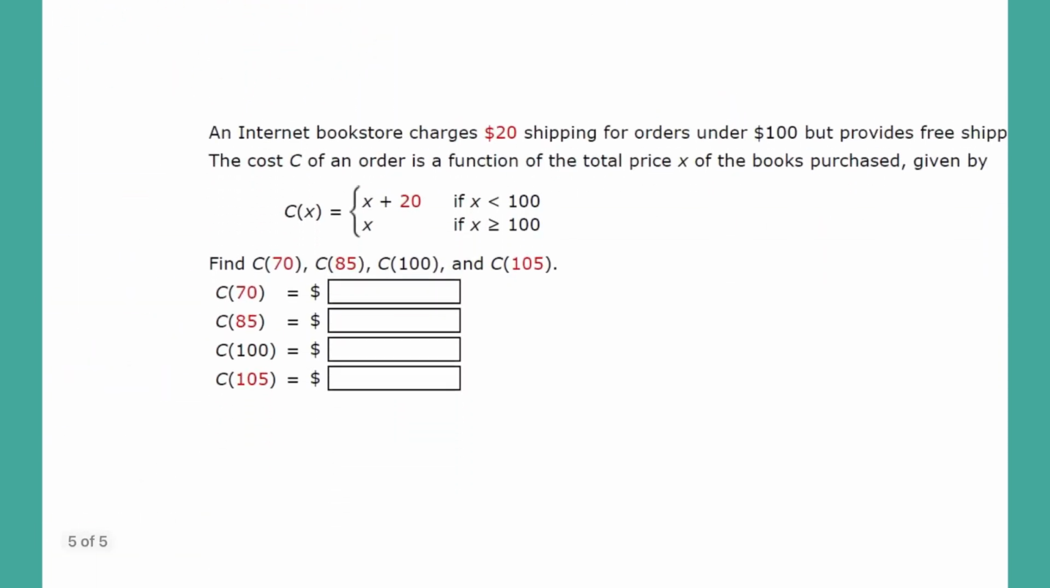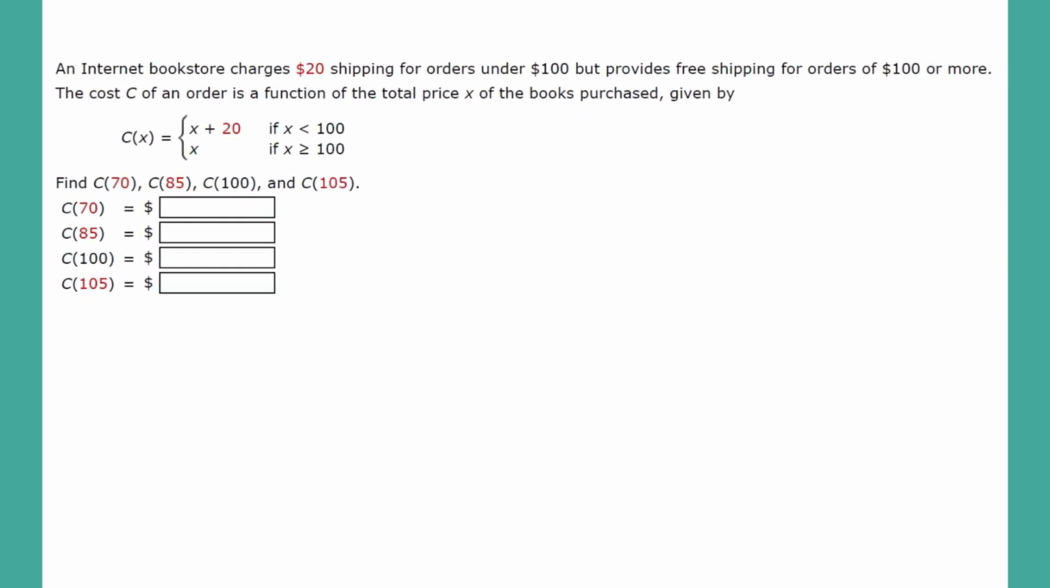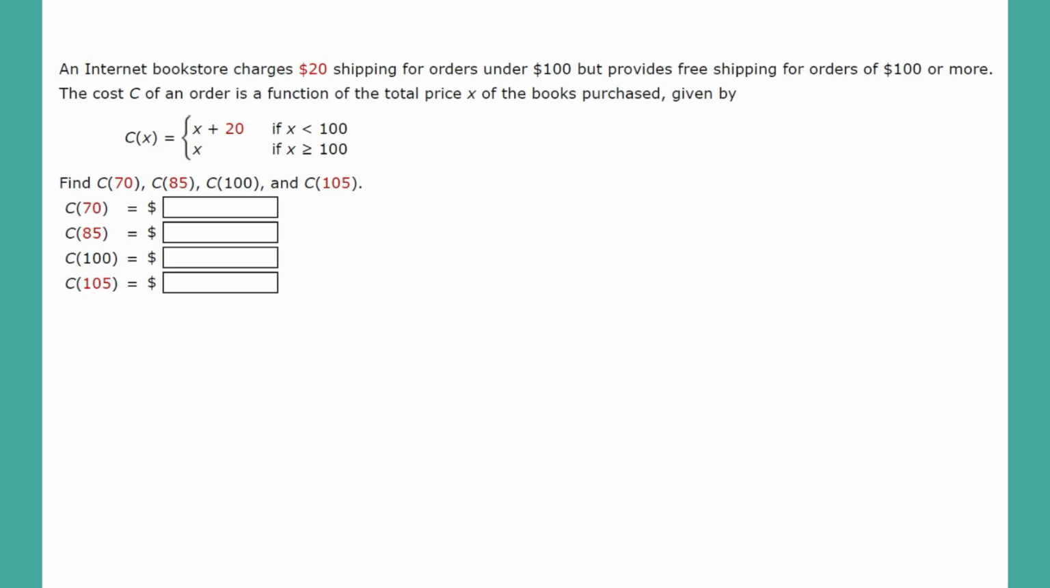All right. And the final problem is one of these word problems. It says an internet bookstore charges $20 for shipping for orders under $100, but provides free shipping for orders of $100 or more. The cost C of an order is a function of the total price, x, of the books purchased given by this piecewise function. So if you spend less than $100, it's going to cost you the amount that you're spending plus $20 for shipping. If you're spending more than $100, it's just the cost without the shipping.